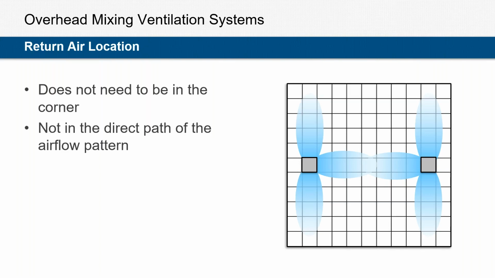Depending on the type of diffuser that you're using, it doesn't necessarily have to be located in the corner. It's not always got to be in the corner. And in an example of these directional diffusers, these high induction directional diffusers, having it in the corner would be in the direct path of that diffuser. So locating it more towards the center of the room where there's likely to be stagnant air is probably a better location in this scenario.